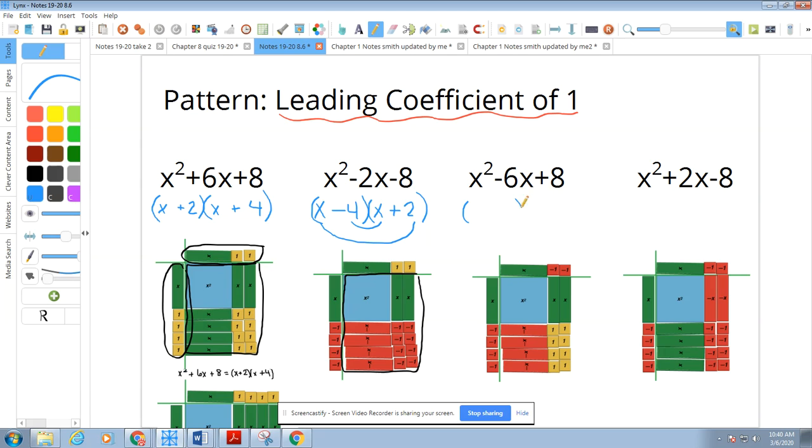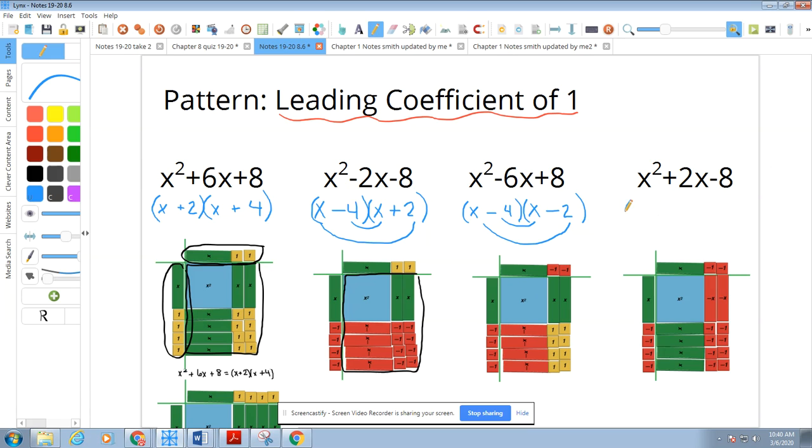Same thing with this one. I'm just giving you a variety of examples. X squared can only factor into x and x, but what factors of 8 add up to negative 6? Well, this time it's going to be negative 4 and negative 2, because negative 4 times negative 2 is positive 8. But when we do our outers and our inners, negative 2x and negative 4x combine to make negative 6x. And here's an example of that one.